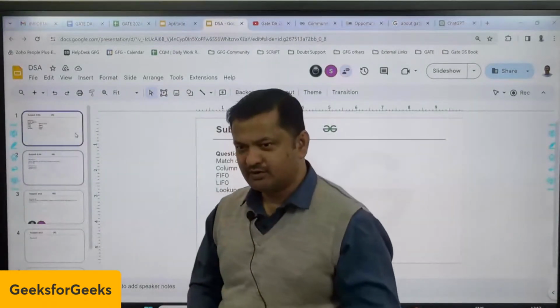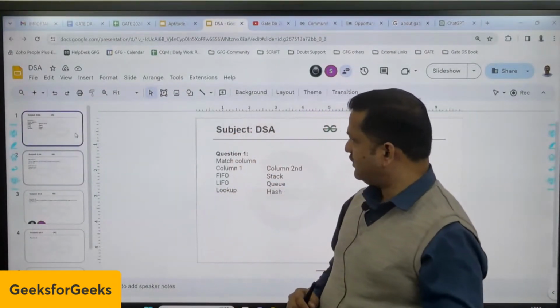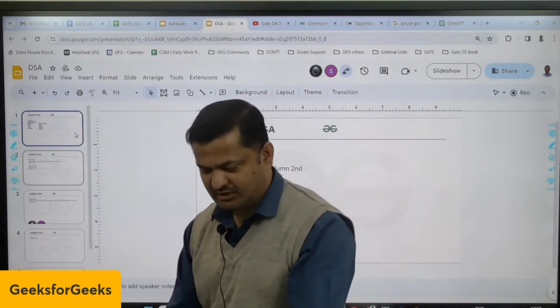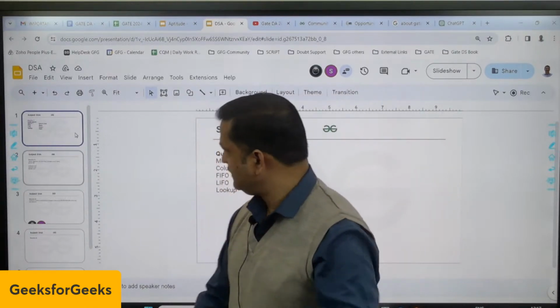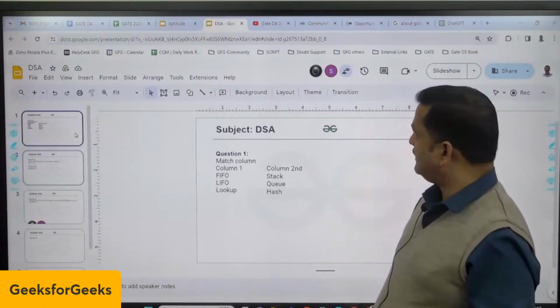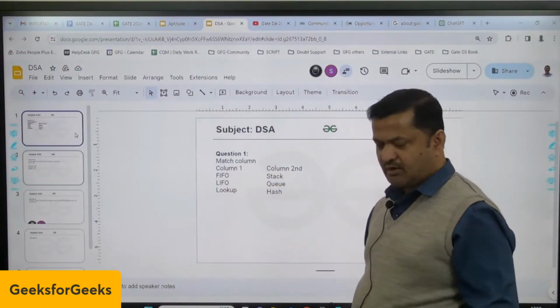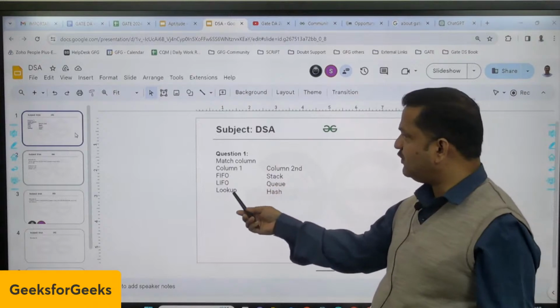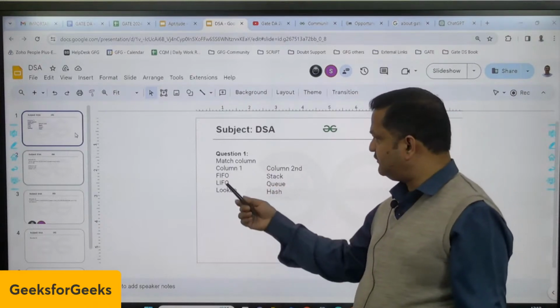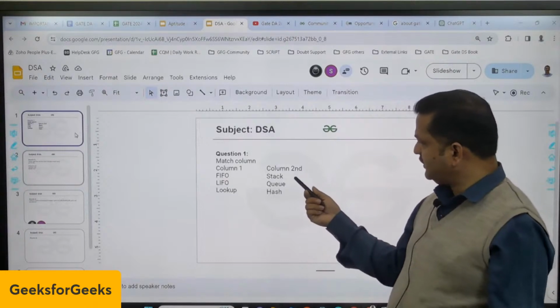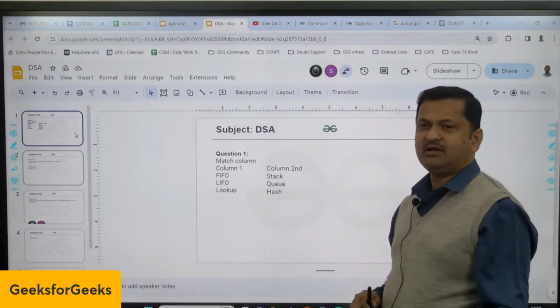Now we have DSA questions, and we got a few questions from the students who have appeared in the GATE Data Science exam. The first question is a match the column question. Column 1 has the values FIFO, LIFO and lookup, and column 2 has stack, queue and hash.